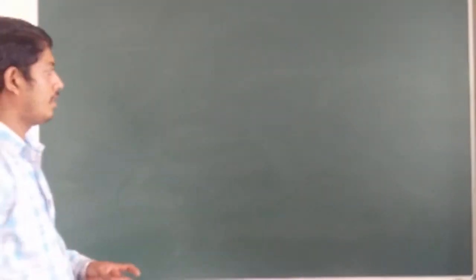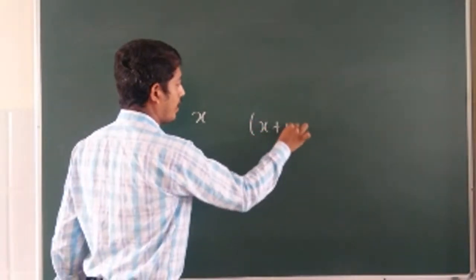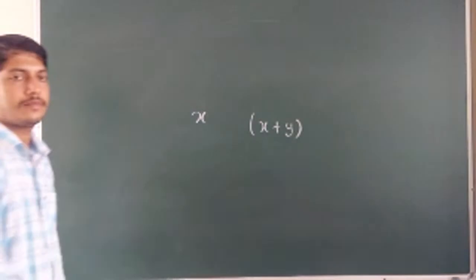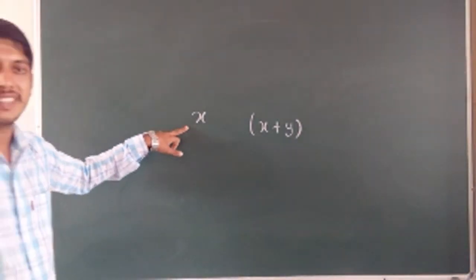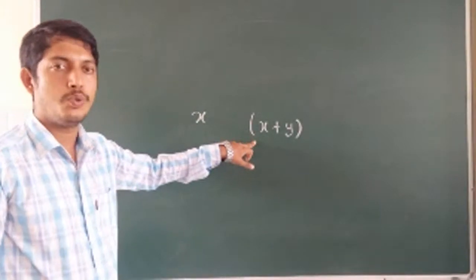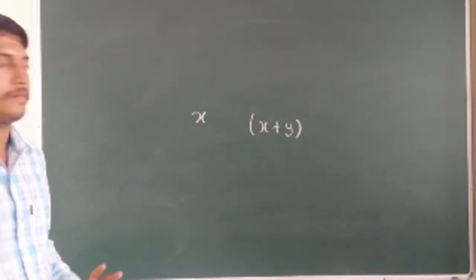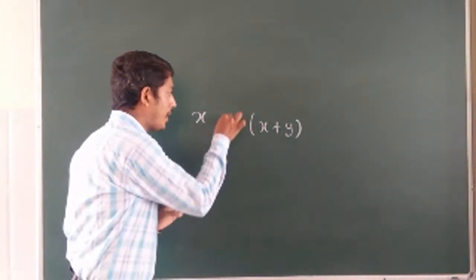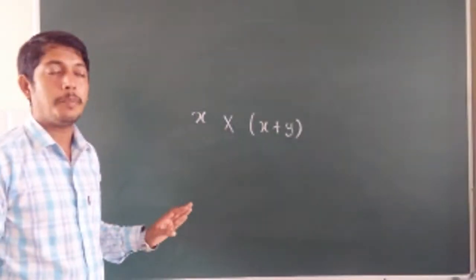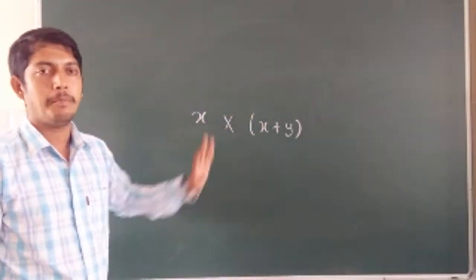Now in the next case, one is x and another one is x plus y. The first expression has a single term, that's why it is known as a monomial, and the second expression has two terms, that's why we call it a binomial. Bi means two. And this multiplication is called multiplication of monomial and binomial.